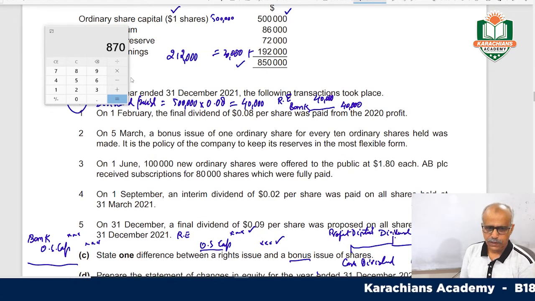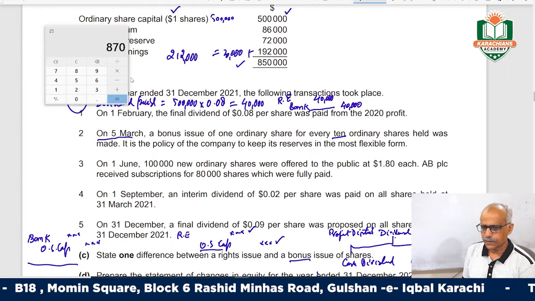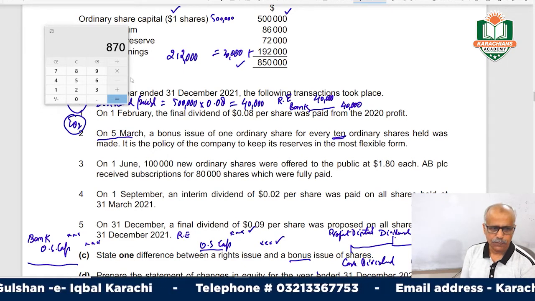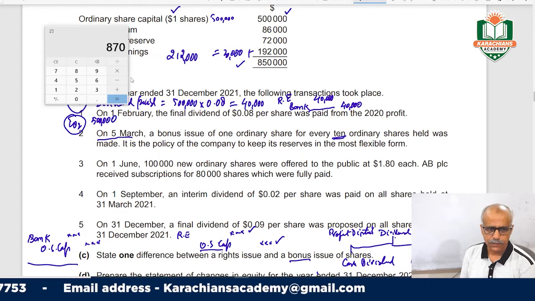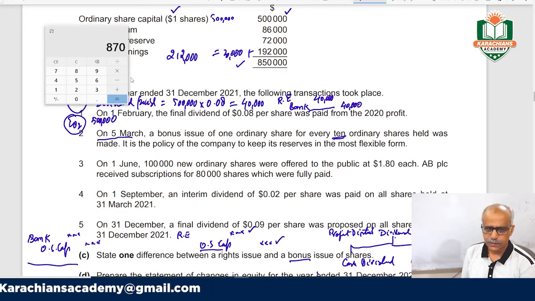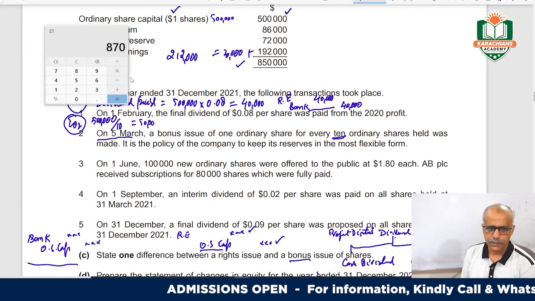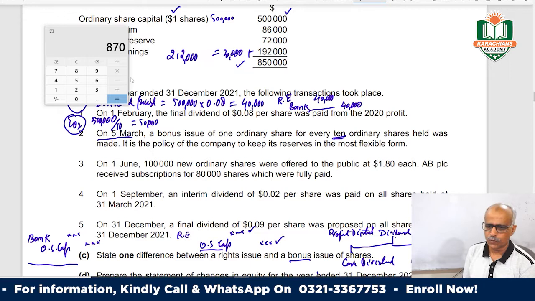On 5th March, remember the dates very carefully, a bonus issue of 1 ordinary share for every 10. Okay, then I can say this is my working number 2. My number of shares are 500,000. So you are issuing 1 share for 10, so divide this by 10, means you are issuing 50,000 bonus shares.